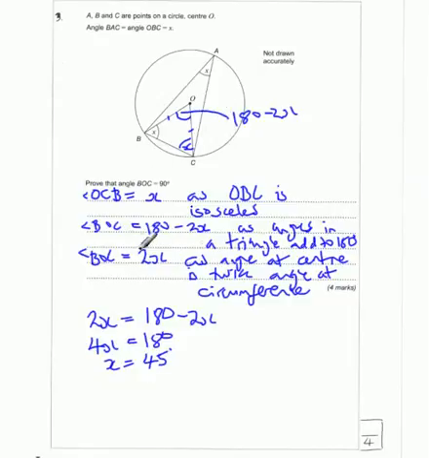But the angle we have is BOC equals 2x. So angle BOC equals 2 times 45 equals 90, which is what we want to prove.